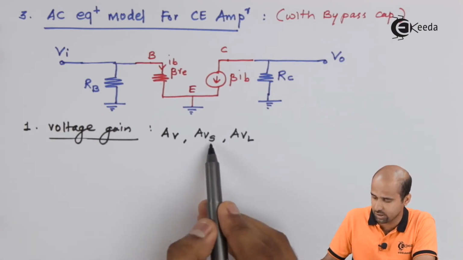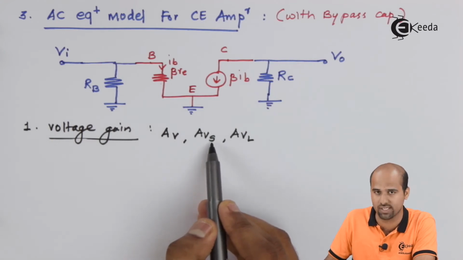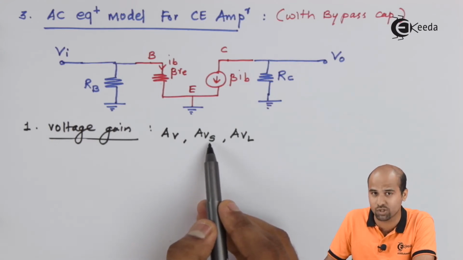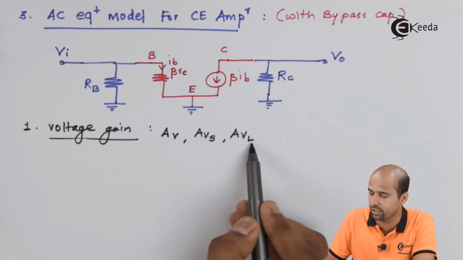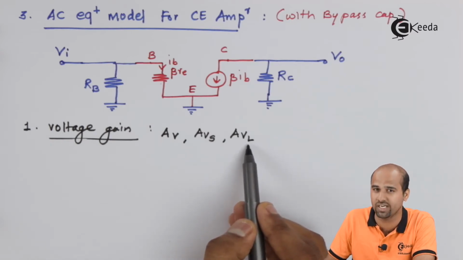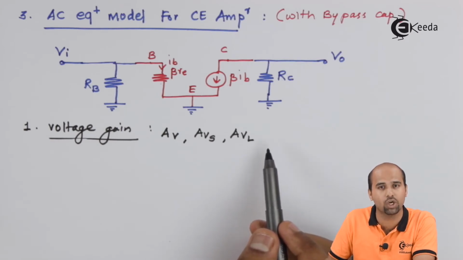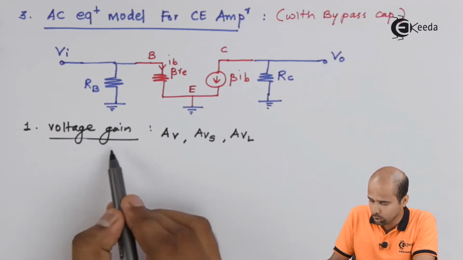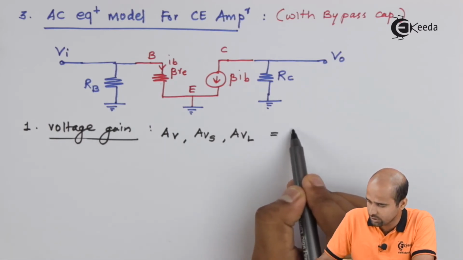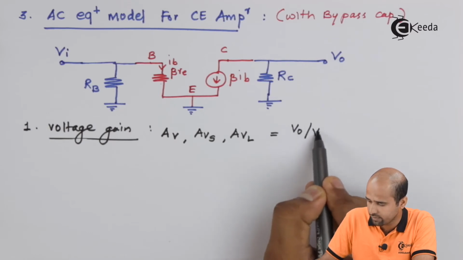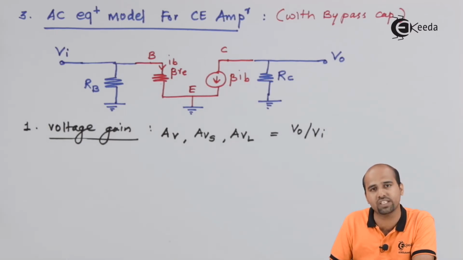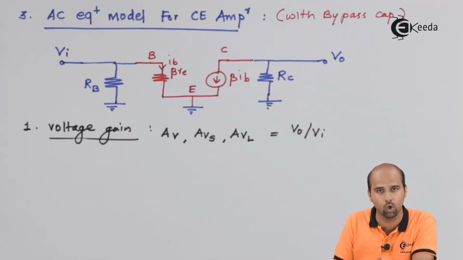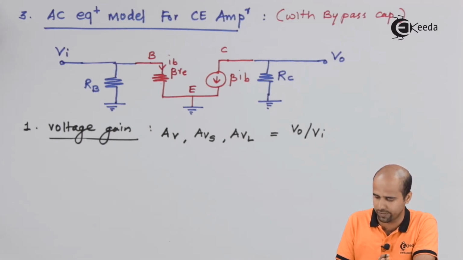Now this S denotes that if we have any source resistance present, then we have to incorporate that source resistance effect. If we have any load resistance present at the output side, then we have to incorporate that load resistance effect in your AVL. So in general, the value of voltage gain is equal to VO divided by VI, output voltage divided by input voltage. Now in this particular case, we neither have load resistance nor source resistance, right? So this is a simple task to find out the voltage gain.